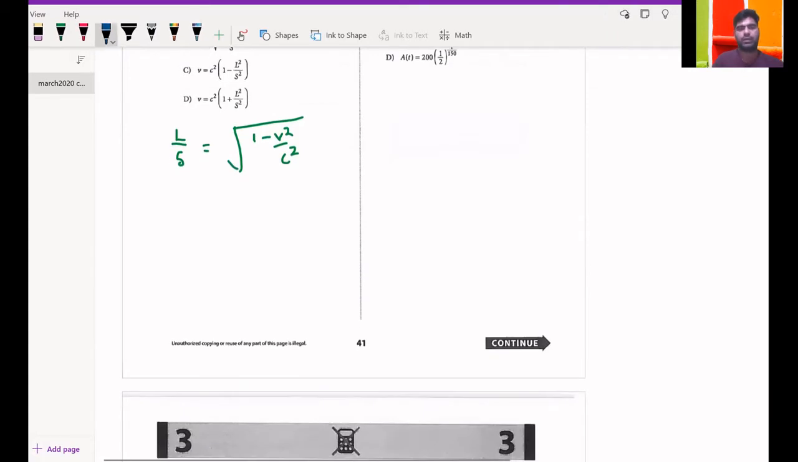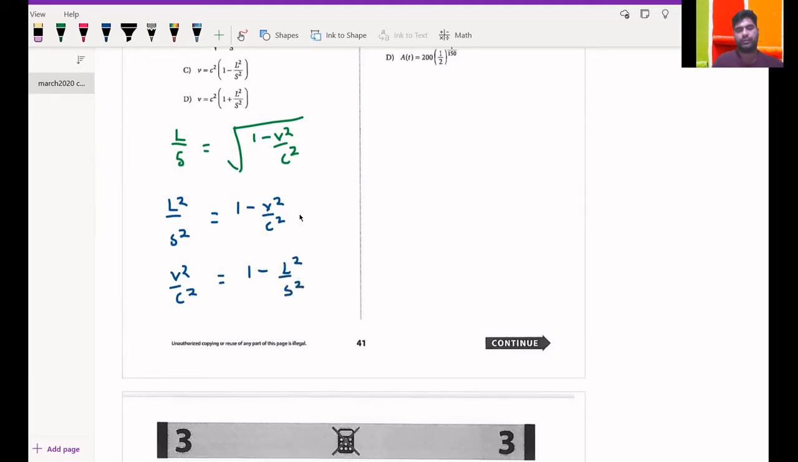If I square the left side, I have L squared divided by S squared. If I square the right side, it cancels the square root, so I have 1 minus V squared over C squared. I will take this negative V squared over C squared to the left side, and I will take this term to the right side, and I can rewrite this as V squared over C squared equals 1 minus L squared over S squared.